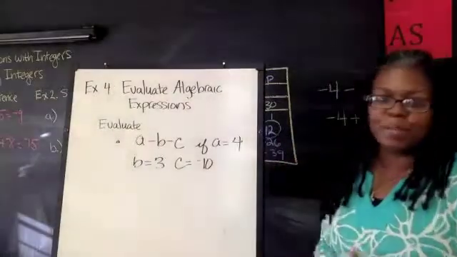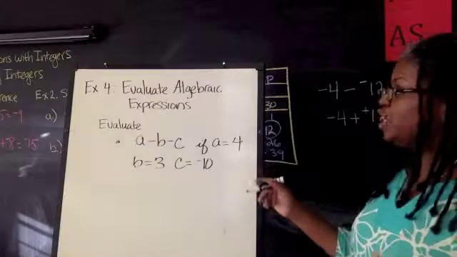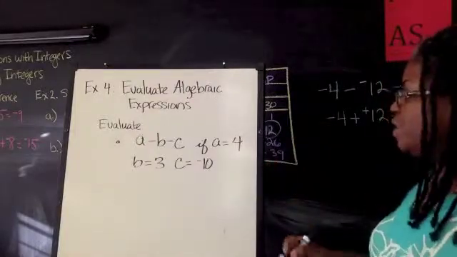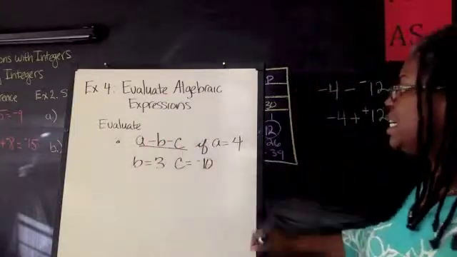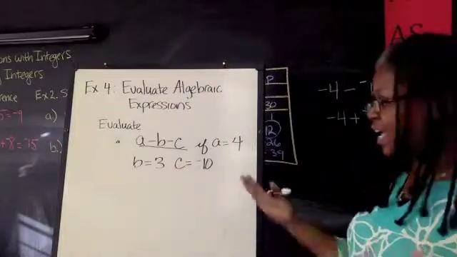So our final example is example 4, and we're going to be evaluating an algebraic expression, and we're going to use the concept of subtracting negative numbers. So that's where we are. So if we're going to evaluate A minus B minus C, if A is equal to 4, B is equal to 3, and C is equal to negative 10, how will we do it?